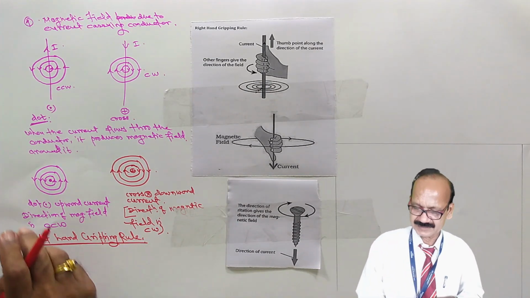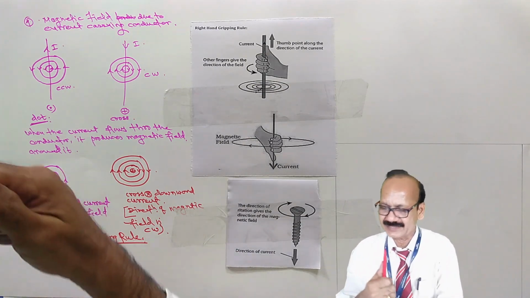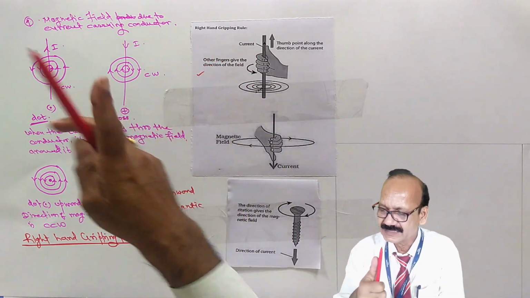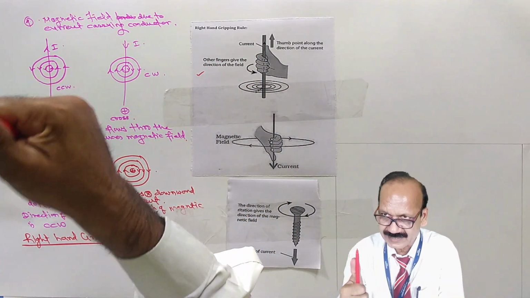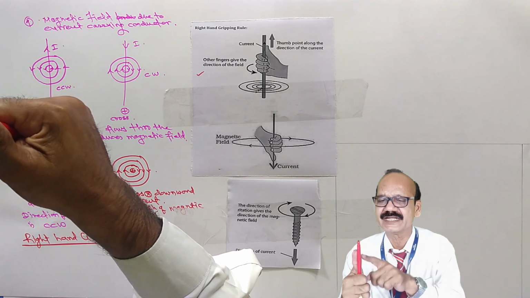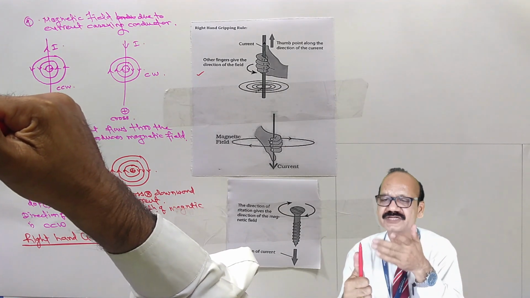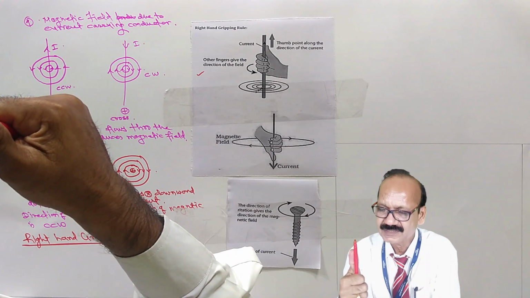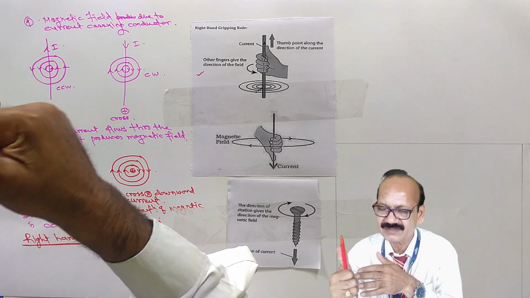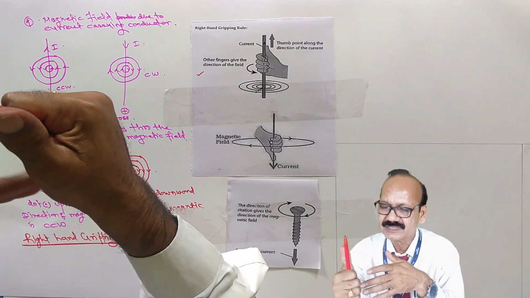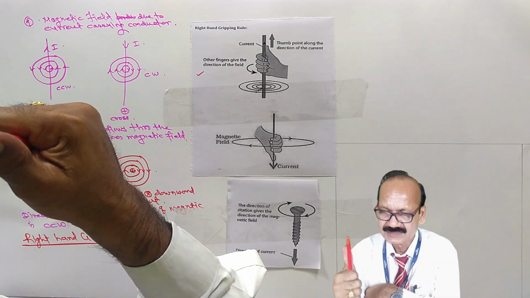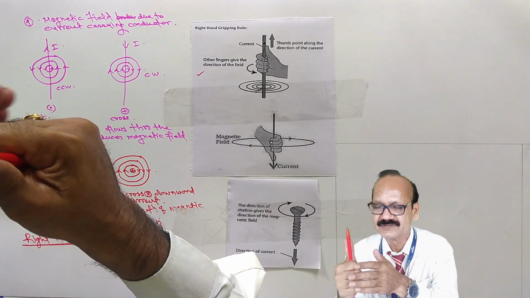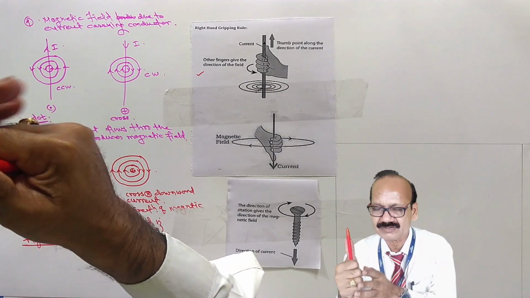Let us grip a conductor in your right hand. See, as shown in this figure, grip a conductor in your right hand in such a way that thumb is stretched along the direction of current. Say, we are observing for upward current. Then the curled fingers give you the direction of magnetic field. See, in this case, the direction of magnetic field, that is the direction of curled fingers, is counterclockwise.